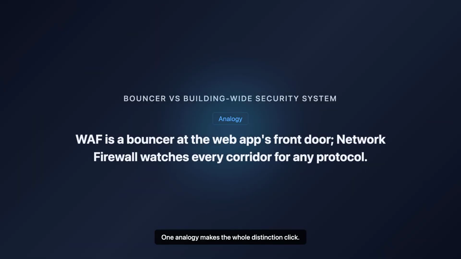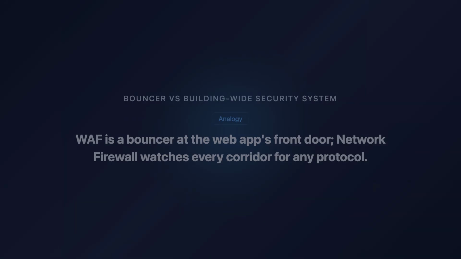One analogy makes the whole distinction click. WAF is a bouncer stationed at the front door of your web app. He reads HTTP headers and bodies and turns away anything that looks like an injection or a script attack. Network Firewall is the building-wide security system, wired into every corridor. It sees every packet regardless of protocol. It can catch a maintenance worker trying to sneak a server out the back. That's egress filtering, and it raises an alarm on any suspicious pattern, not just the question of whether something is a valid HTTP request. One guards a single door, the other watches the whole building.